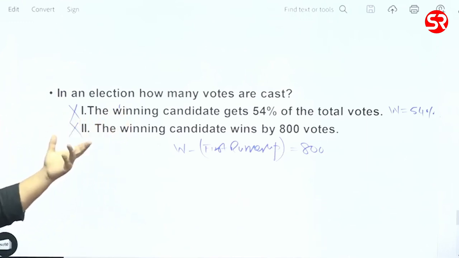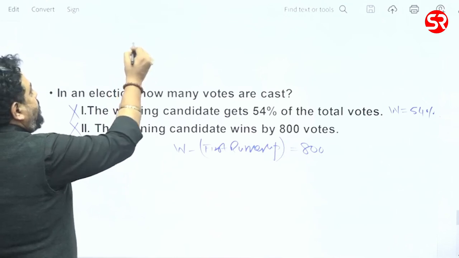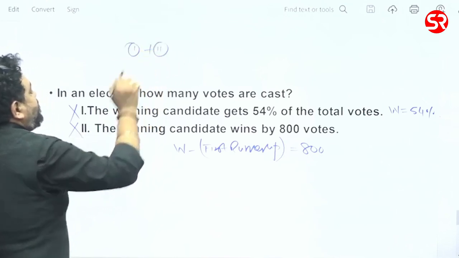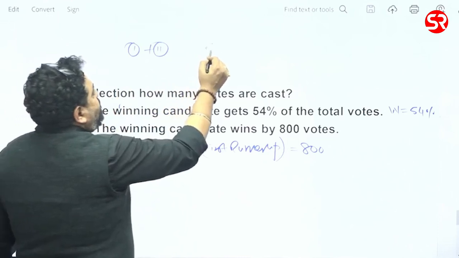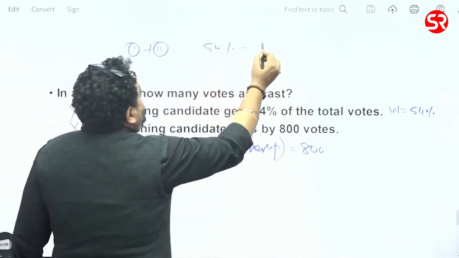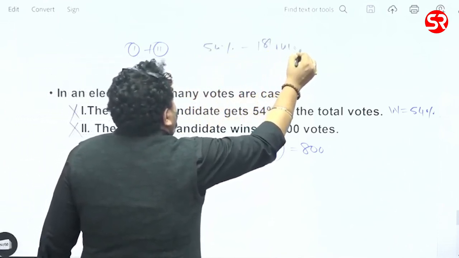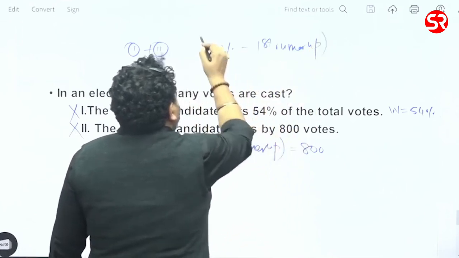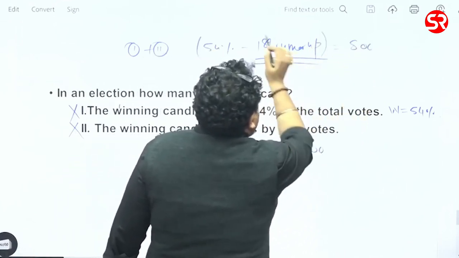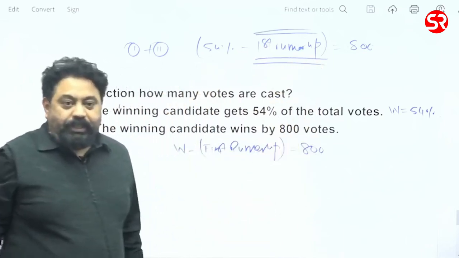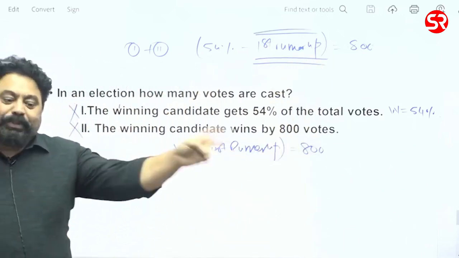Right? Then mixing. I say what is 1 plus 2. So 1 plus 2 says the winning candidate got 54% of the vote. So 54% minus first runner up, again, I don't know how many are there, is equal to 800. Then I don't know how many percentage of votes the first runner up has got, unless you assume that there are only 2 candidates.